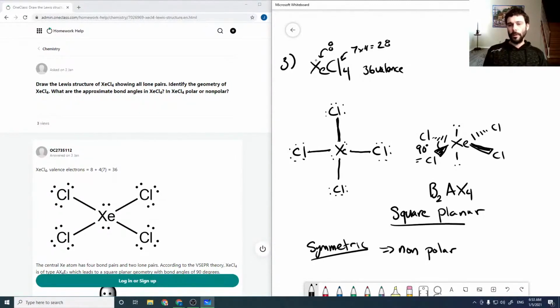right? So each of the bond dipoles between chlorine and xenon will perfectly cancel, leaving you with a zero dipole. So non-polar, so the dipole is 0.